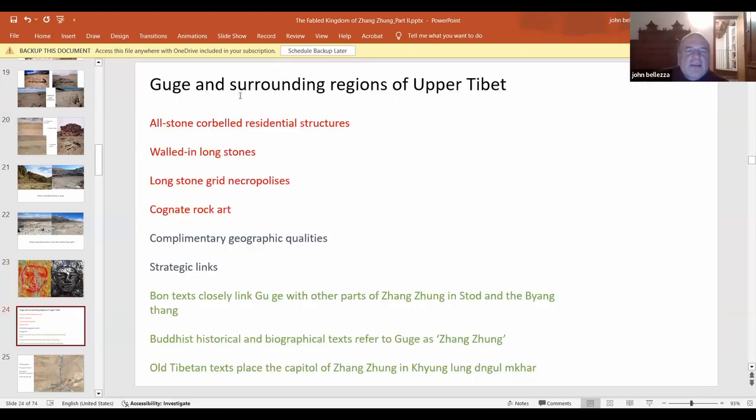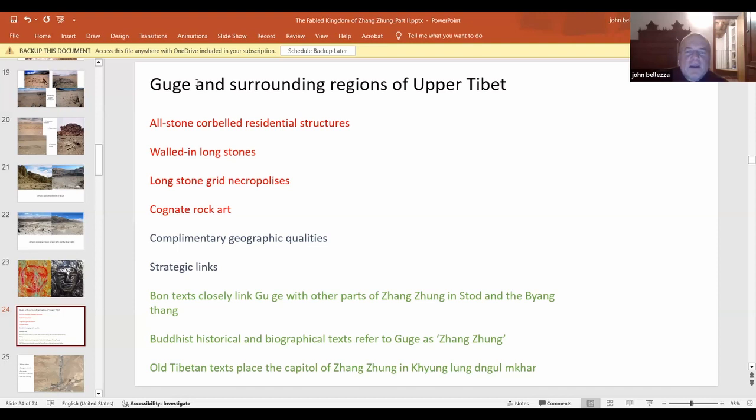We talked about this last time, because a lot of the artifacts we'll be looking at come from Guge and the pre-Buddhist cemeteries that have been explored there in the last 20 years. And Guge and other parts of Tibet share many qualities in common, as I pointed out in the first part of the talk. There are also some distinctive differences.